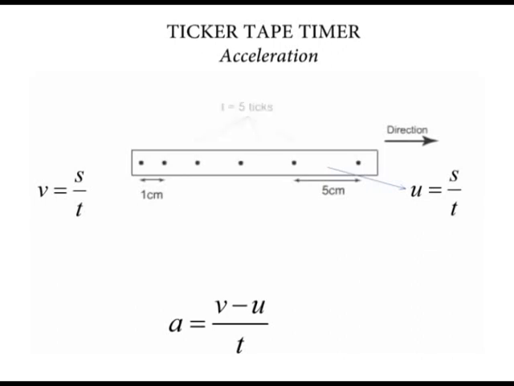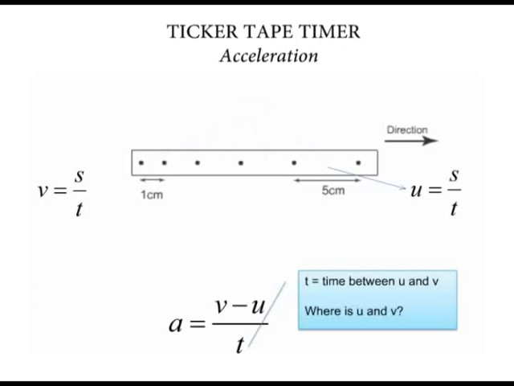Now there are 5 ticks from the first dot to the last dot. However, these 5 ticks is not the time we want. As we mentioned, time taken is the time between the initial velocity u and the final velocity v. But then, where is u and v?